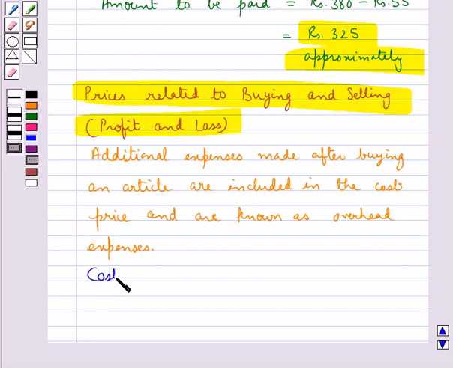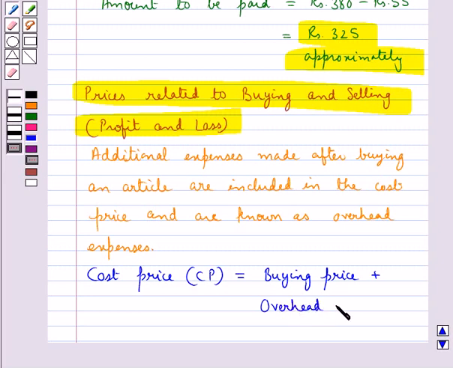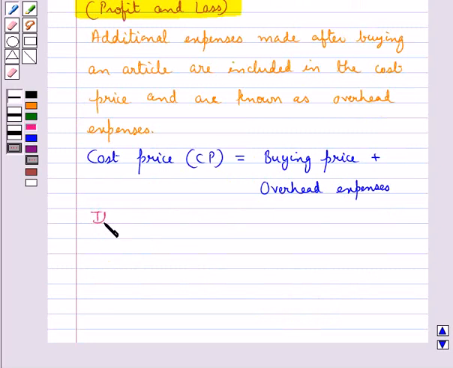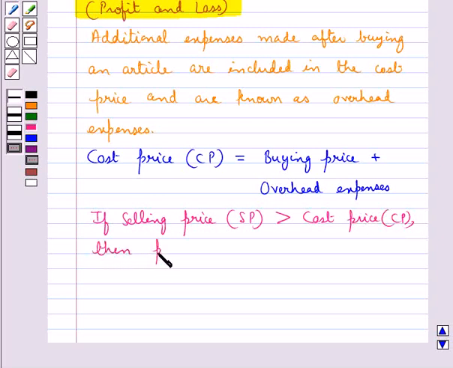Then the cost price, that is CP, is equal to the buying price plus the overhead expenses. Now if we have that the selling price, that is SP, is more than the cost price CP, then profit would be made and this would be equal to SP minus CP.